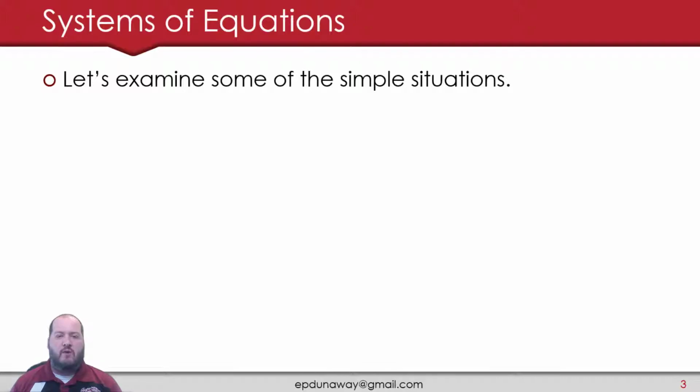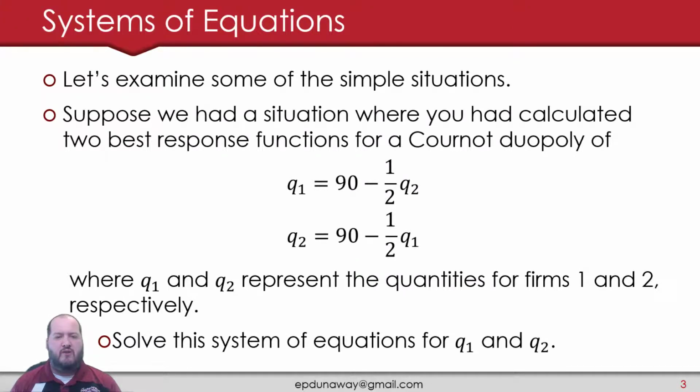I want to examine a couple of these simple solutions in this lesson and the next couple lessons as well. But for now, let's just go completely basic. Let's start with a situation where you've calculated 2 best response functions for a Cournot duopoly: q1 equals 90 minus 1/2 q2, and q2 equals 90 minus 1/2 q1. These are representative of what you would see if you were working with a Cournot duopoly. I haven't cherry-picked these at all. These are pretty standard best response functions.